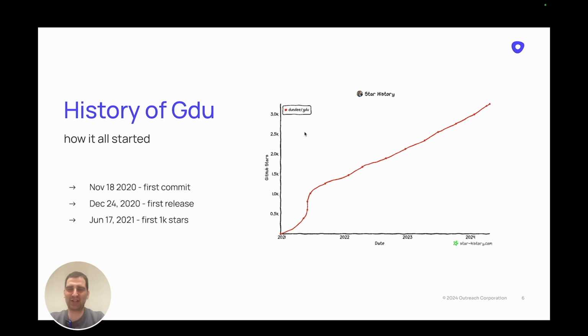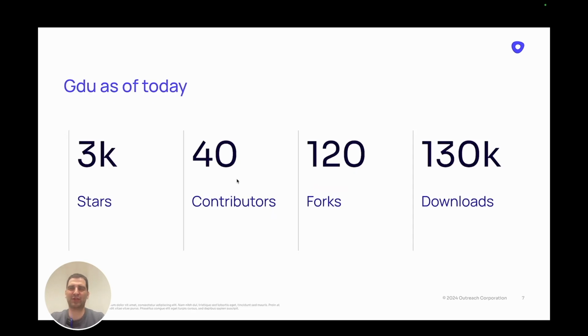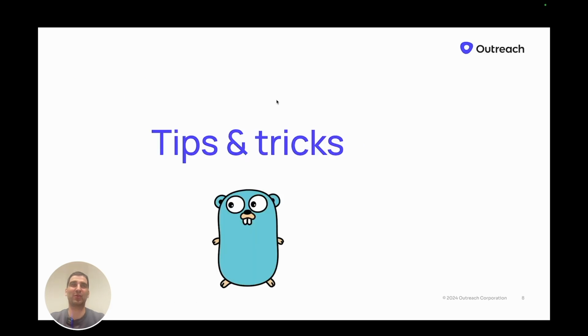And then 1 year later, in 2022, I decided to do Golang full time and joined Outreach as a Golang developer. And what is the current status? So GDU has something like 3000 stars on GitHub. It has quite a lot of contributors, quite a lot of downloads, and my estimation is that something between 5 to 10,000 people is actively using it. So that was it for GDU, and now let's talk about some general tips and tricks.